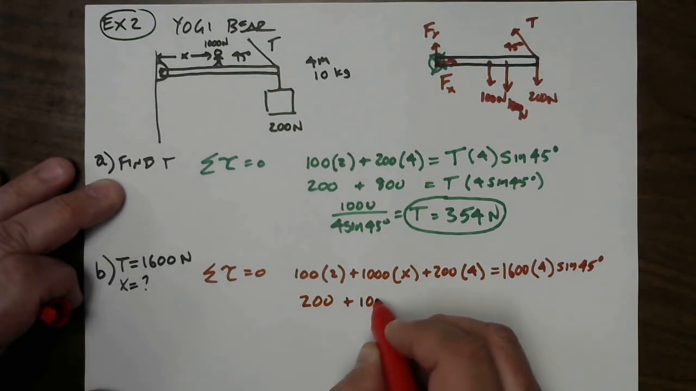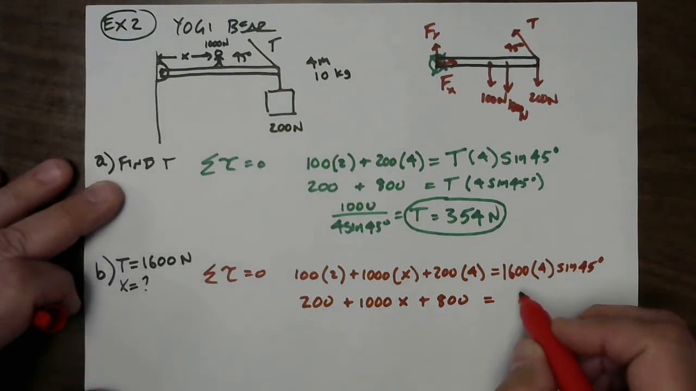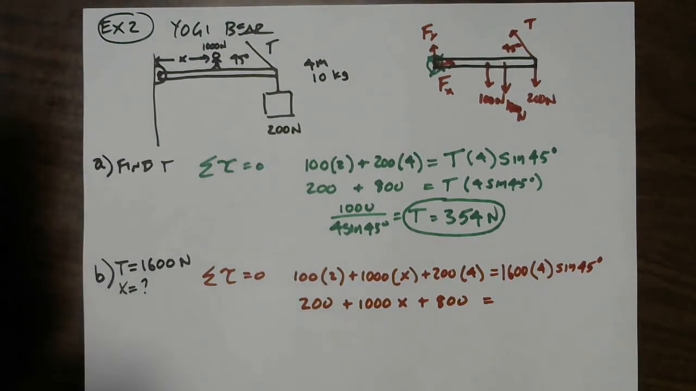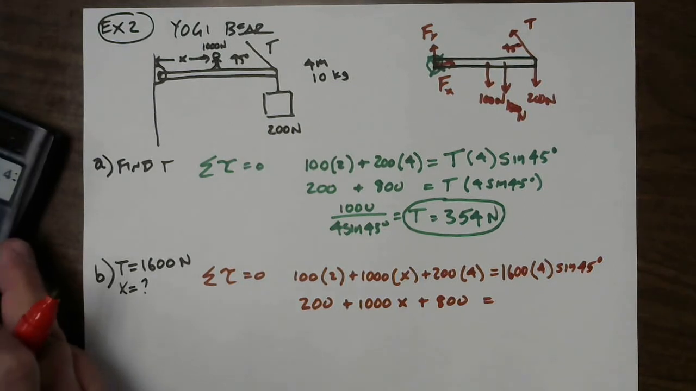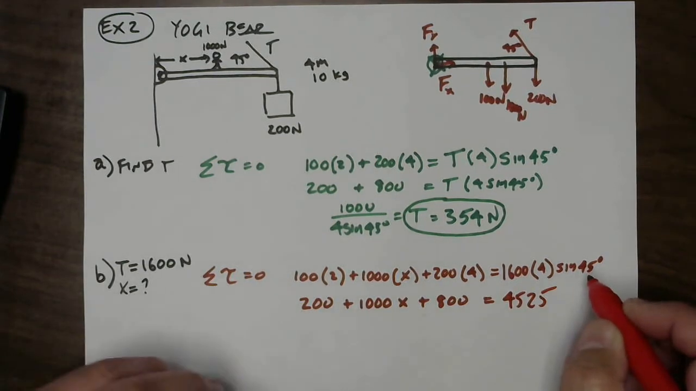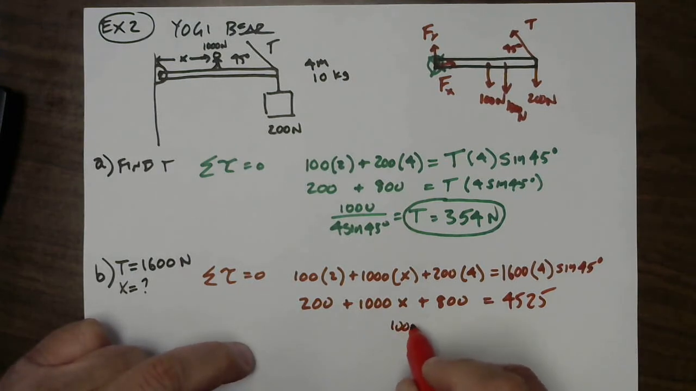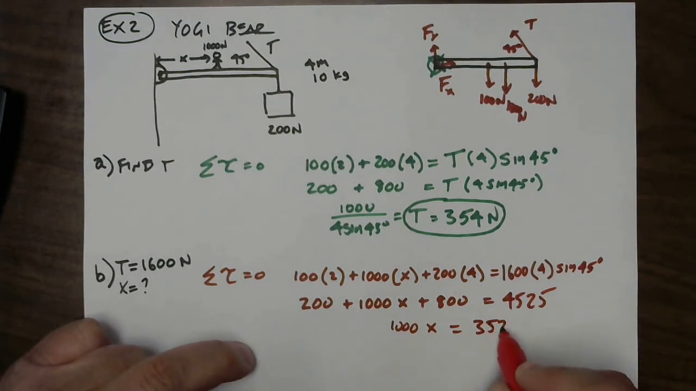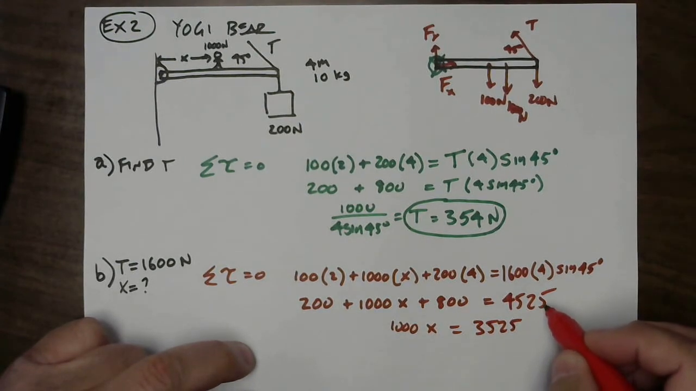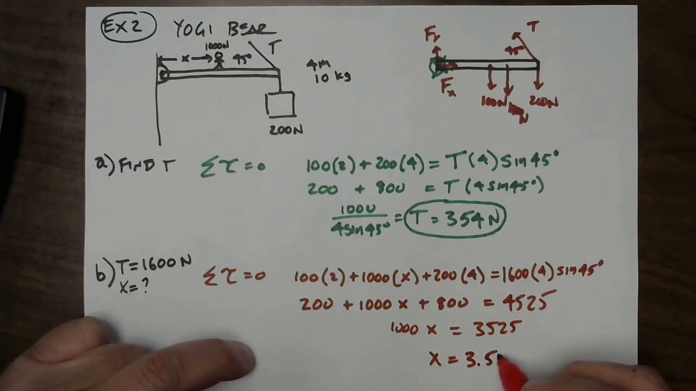200 plus 1,000x plus 800 equals 1,600 times 4 times sine of 45. Hold on, clear. 1,600 times 4 times sine 45 is 4,525. All right then, the 200 plus 800 add up to 1,000. We've got to bring that over and subtract it, so it looks like 1,000x equals 3,525. And so if we just bring the decimal place in 3 times, x is seen to be 3.525 meters.